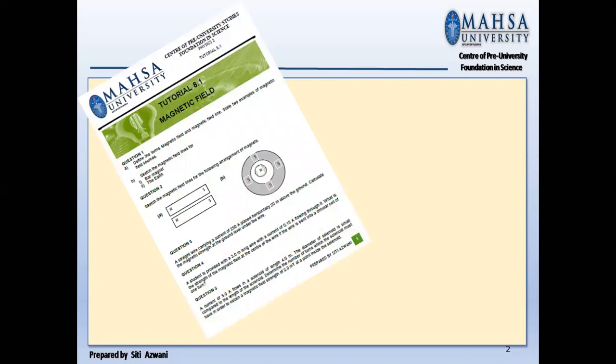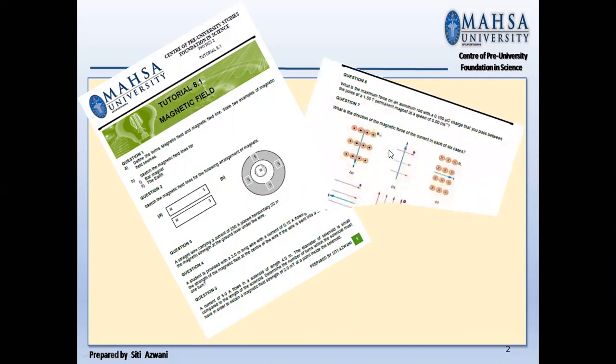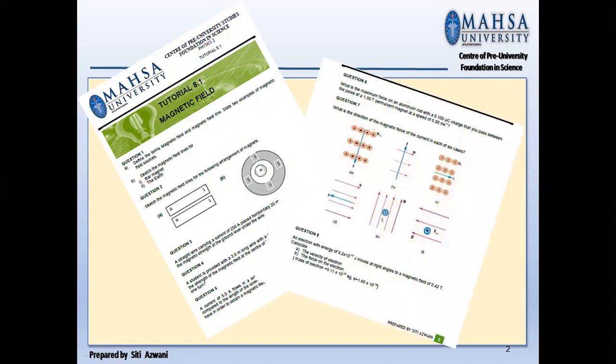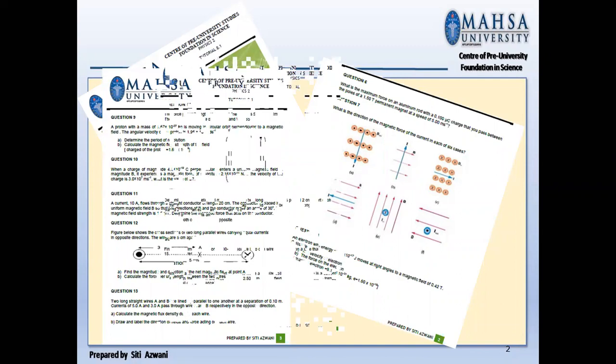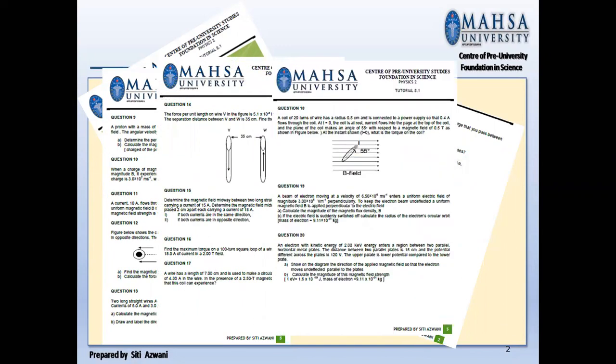Question 1, question 2. Question 1 is more to definition, and then in 1B you have the magnetic field line, the drawing. Also for question 2, draw or sketch the magnetic field line. You can refer to your notes. Starting question 3 and above, you have a calculation part. But number 7 is the direction of the magnetic force. Next questions are calculation also, until question number 20.